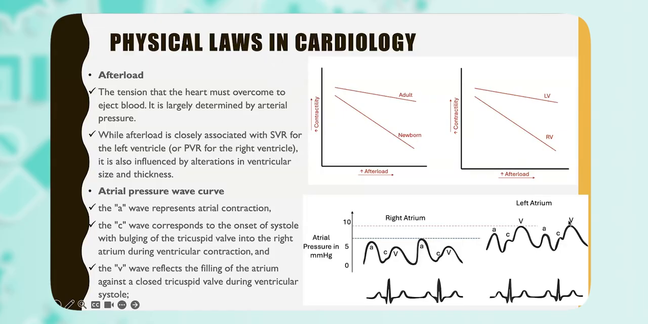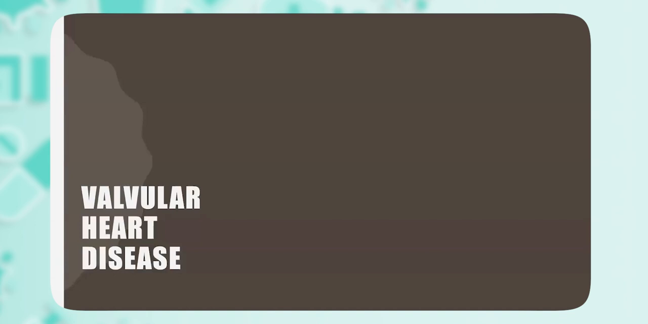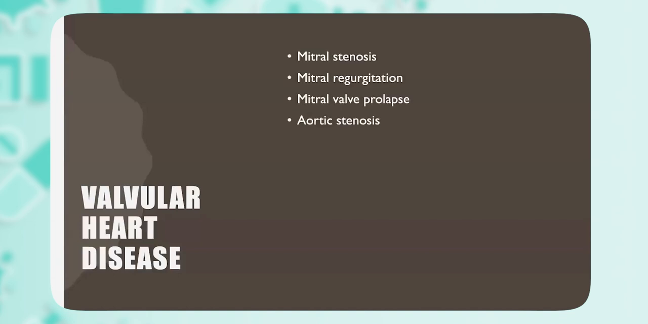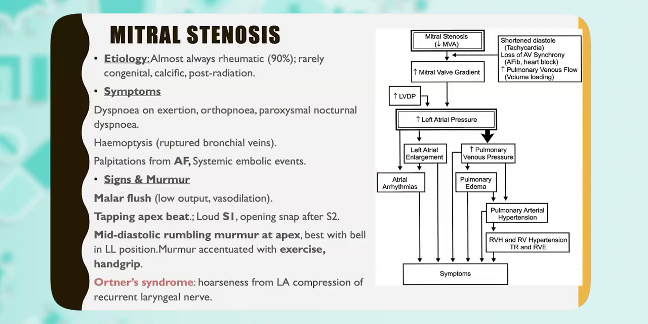Okay. Physical laws in cardiology. These are some of the physical principles that we need to know. I'll come back to this later. We'll talk about valvular heart disease a little. These are mitral stenosis, regurgitation, MVP, aortic stenosis, aortic regurgitation, bicuspid aortic valve, tricuspid regurgitation, rheumatic heart disease, infective endocarditis, and prosthetic heart valves. All very important for part 1, part 2, and your PACES exams.